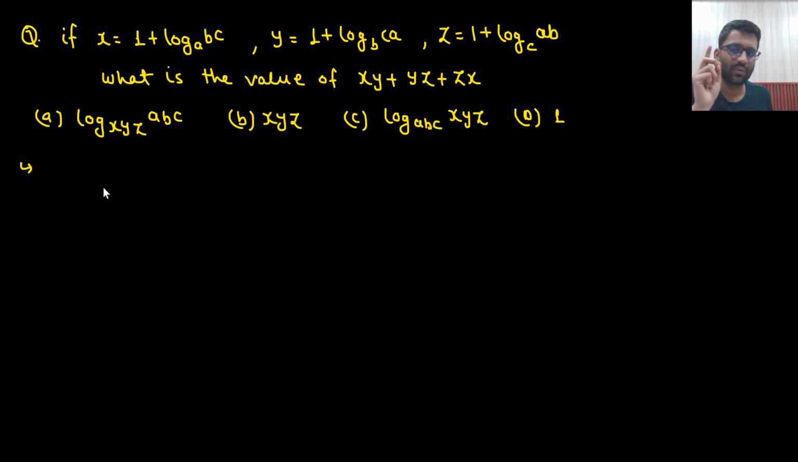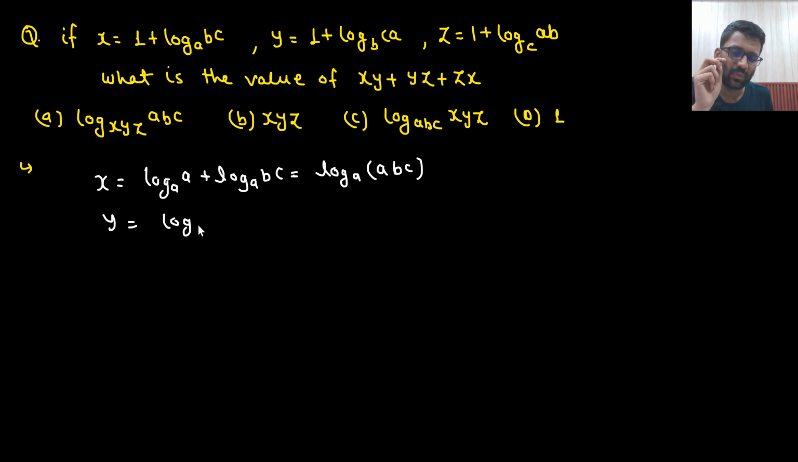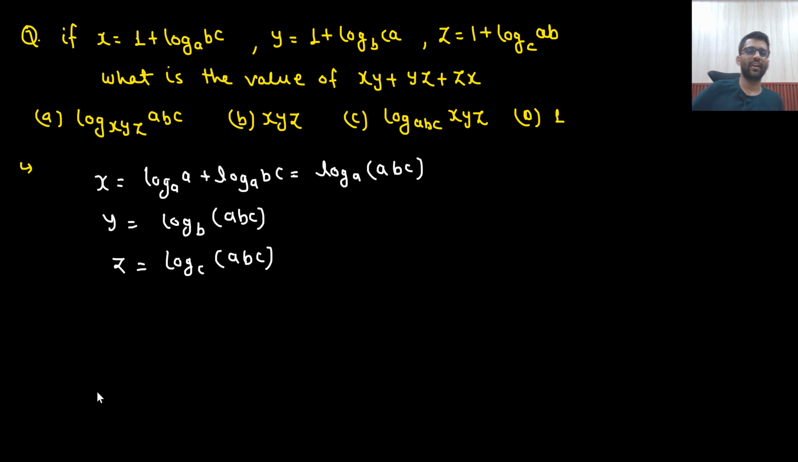I told you, what can you write as x? x can be written as log_a(a) plus log_a(bc). That means x can be written as log_a(abc). Similarly, y can be written as log_b(abc), and similarly, z can be written as log_c(abc). What you need to find is xy plus yz plus zx.